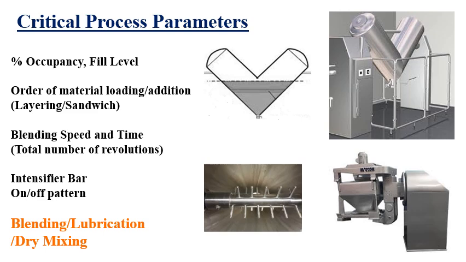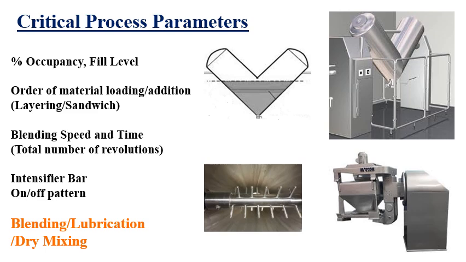Then order of material loading, addition, or you can say layering and sandwich addition. So how the materials are loaded, which material is loaded first, which material is loaded after. So that is the order of material loading or order of material addition in the blender. So layering or sandwich blending affects the blending process. That's why the percent occupancy fill level and order of material loading is the critical process parameter.